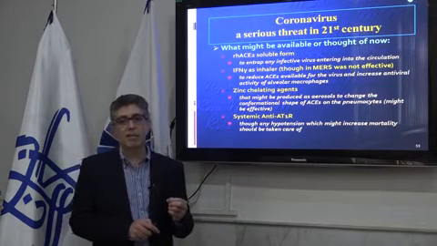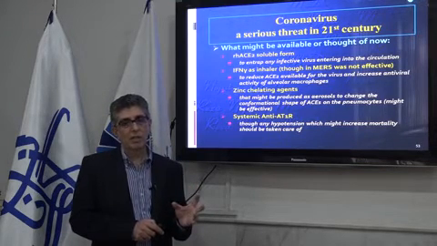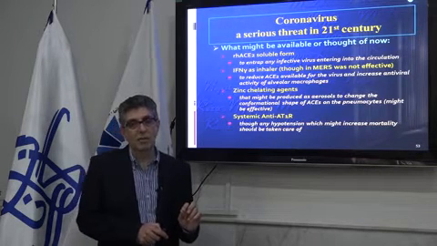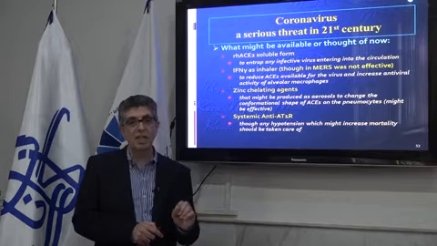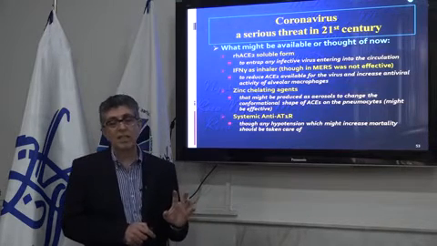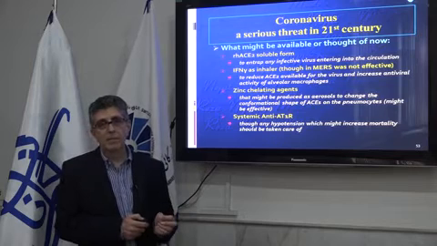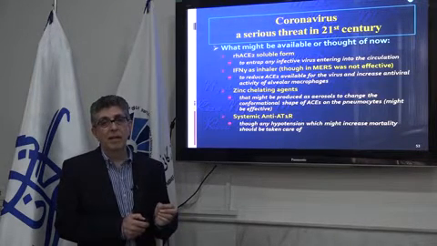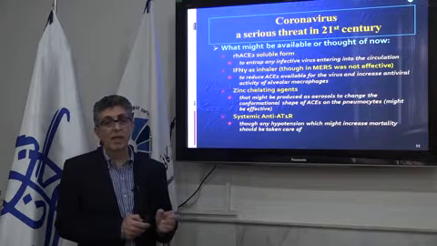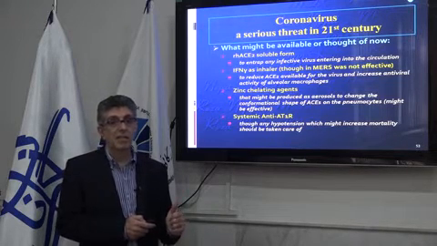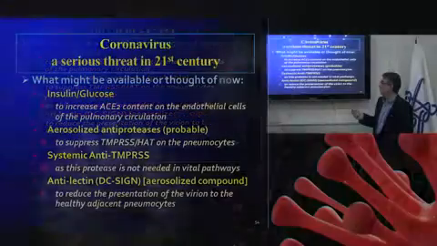We have zinc chelating agents. I would like you to remember that within the ACE molecule, there is a zinc atom. The zinc atom is very important in this metallopeptidase. If we use zinc chelating agents, we can suppress the activity of the receptor so the virus cannot attach to the receptor. And another suggestion: we have anti-angiotensin II receptor agents like losartan and valsartan, and we can use them. I will discuss it in the next slide. We also have a mixture of insulin and glucose in hand.